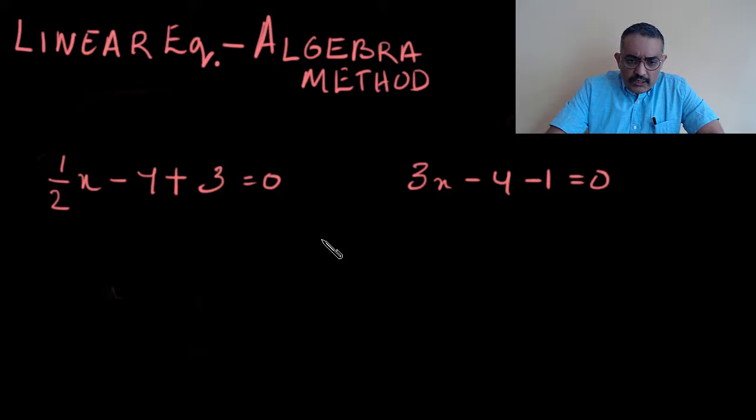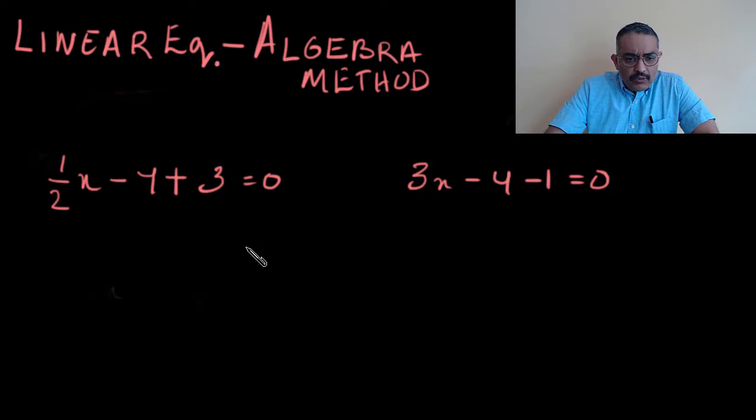Let me show you an example where we have a fraction as one of the coefficients. I have two example equations here. The first one being half x minus y plus 3 equal to 0. So you have a fraction in the coefficient corresponding to the x variable, and the other one is 3x minus y minus 1 equal to 0.